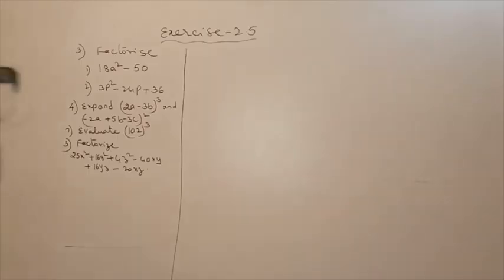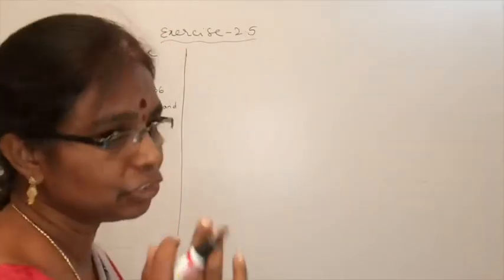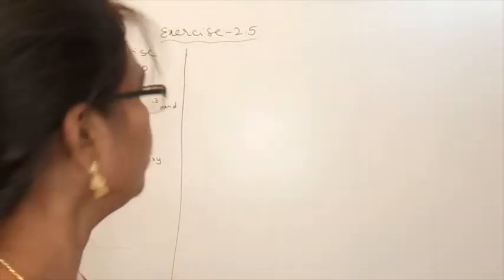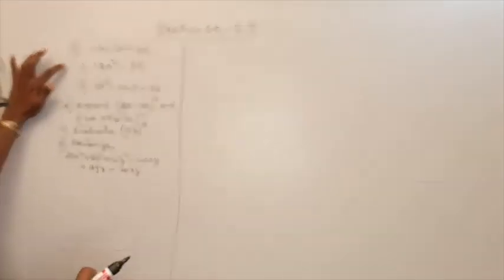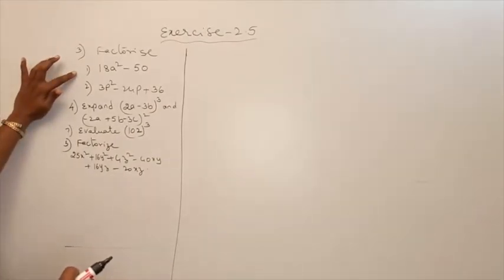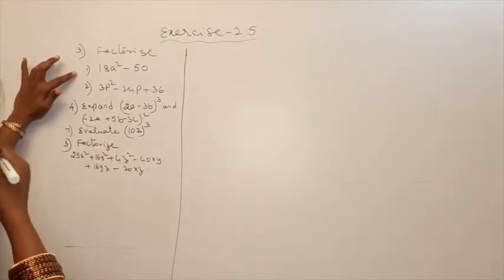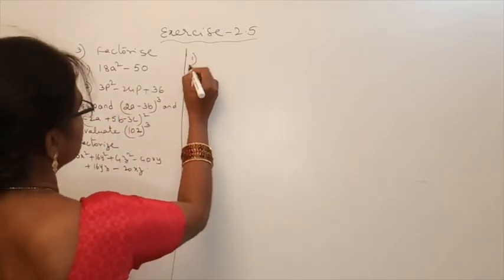Hi children, today we are going to learn the continuation of exercise 2.5 problems. Now, first one, factorize 18a square minus 50.